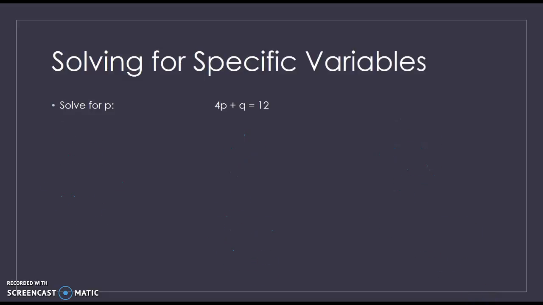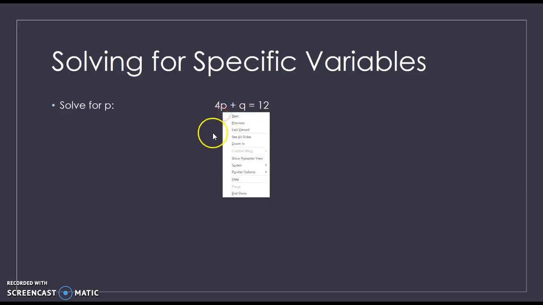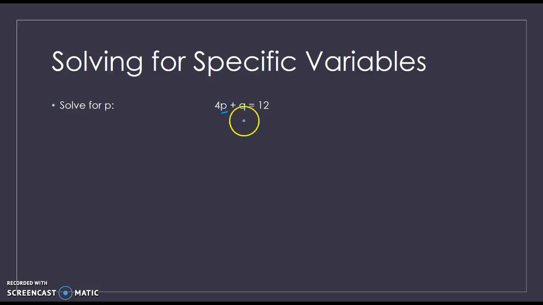Then we went into solving for specific variables. Now I won't necessarily have just one variable in my equation. I might have more, but I want to get one variable by itself. So in this case, I want to get p by itself. I'm going to do the same thing, work farthest away and get closer. So I'm going to move my q. So 4p equals 12 minus q. And then I'm going to divide by 4.